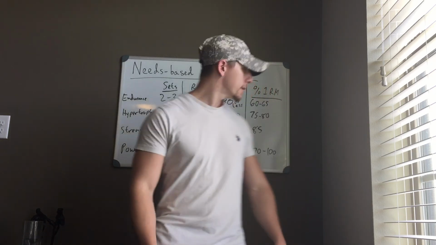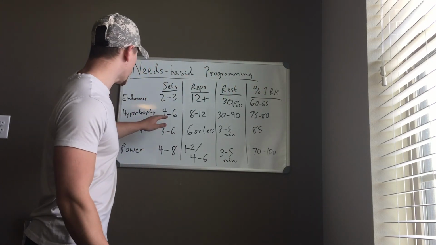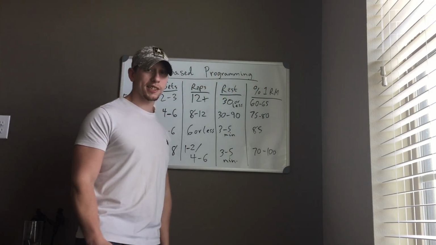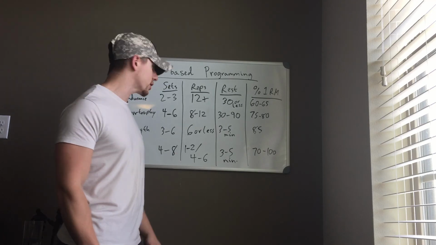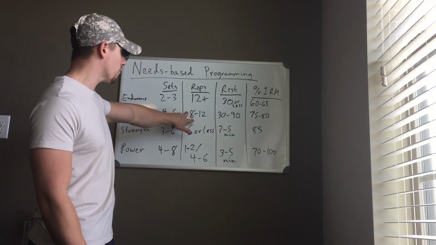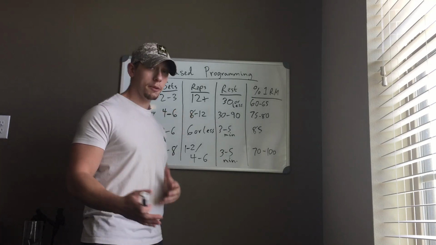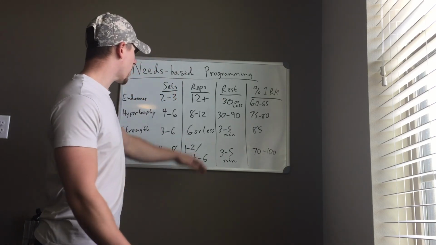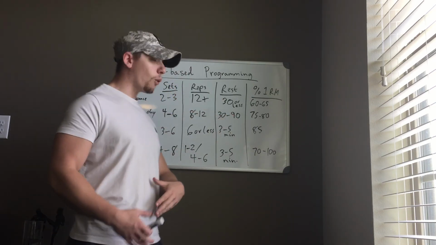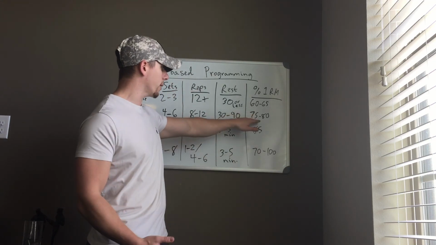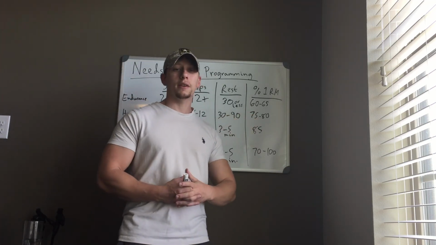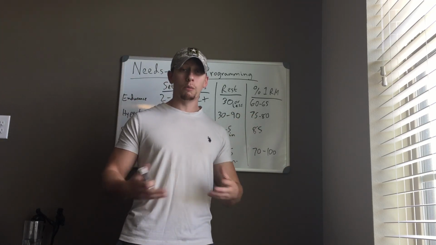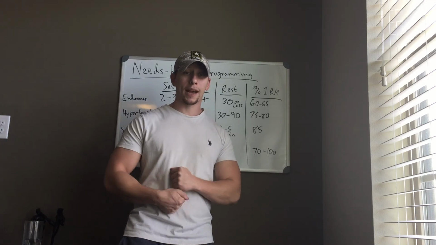Trophy means growth. So with the hypertrophy range, we're going to hit about 4 to 6 sets, a little bit more sets than the endurance range. We're going to hit about 8 to 12 reps. So that's going to be your moderate rep range, and around 30 to 90 seconds rest. And why more rest? Because we're going to hit higher weight. We're going to hit 75 to 80% or even more of our 1 repetition max.